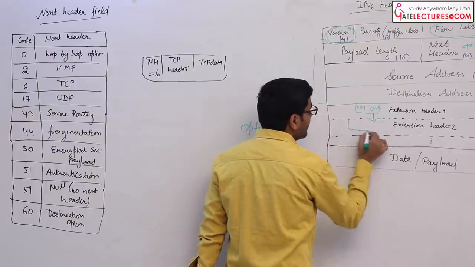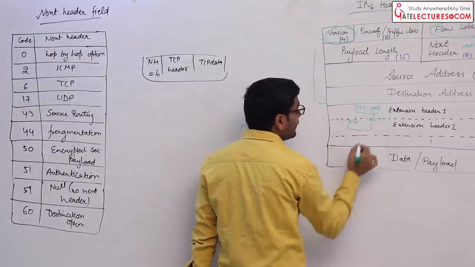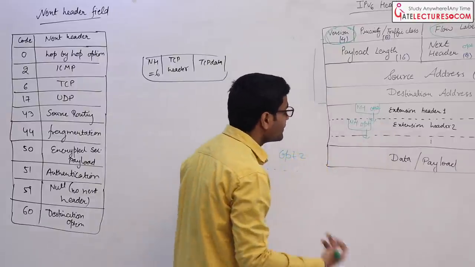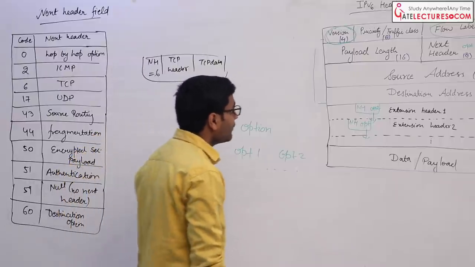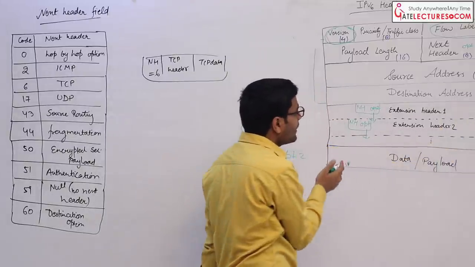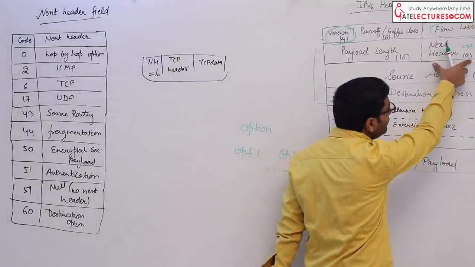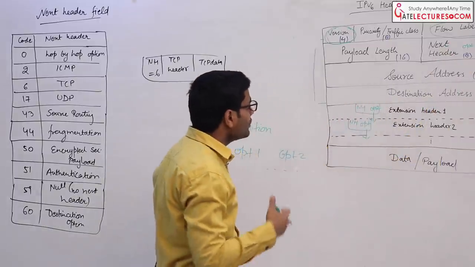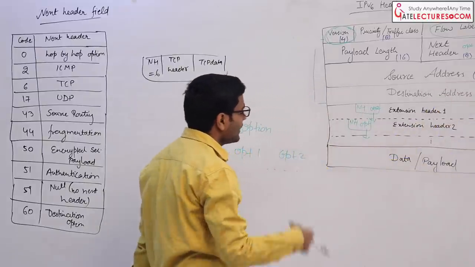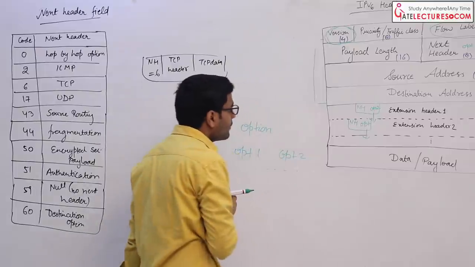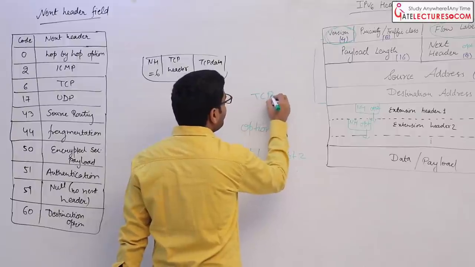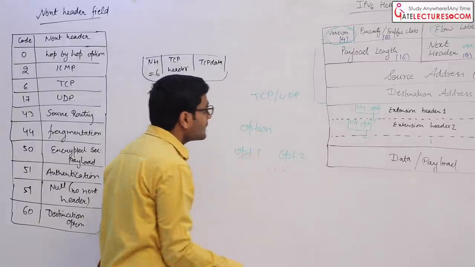Similarly, in this extension header, we'll have the field called next header field, which will give detail about extension header 3, and likewise. So all the options are given in the form of extension header, and the next header field will tell you what option the next extension header is all about. So in case of IPv6, the TCP or UDP header are also considered as the next header.